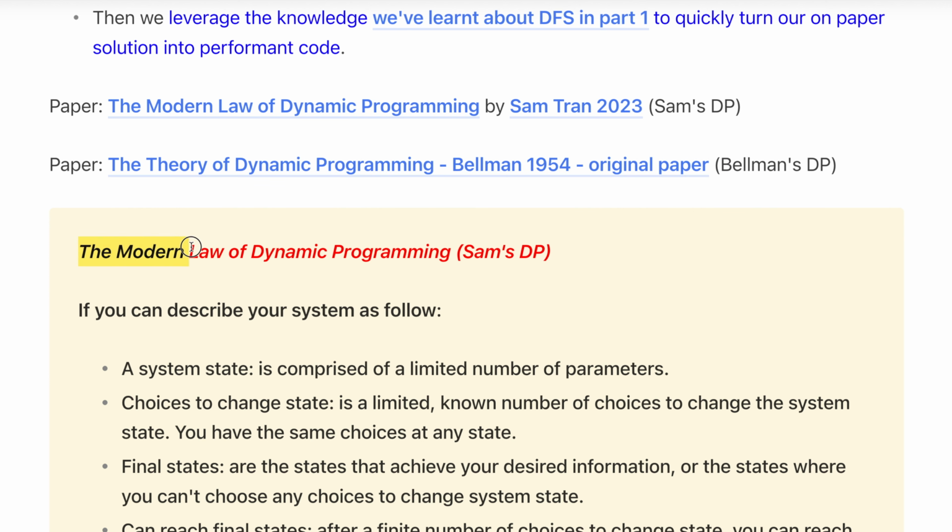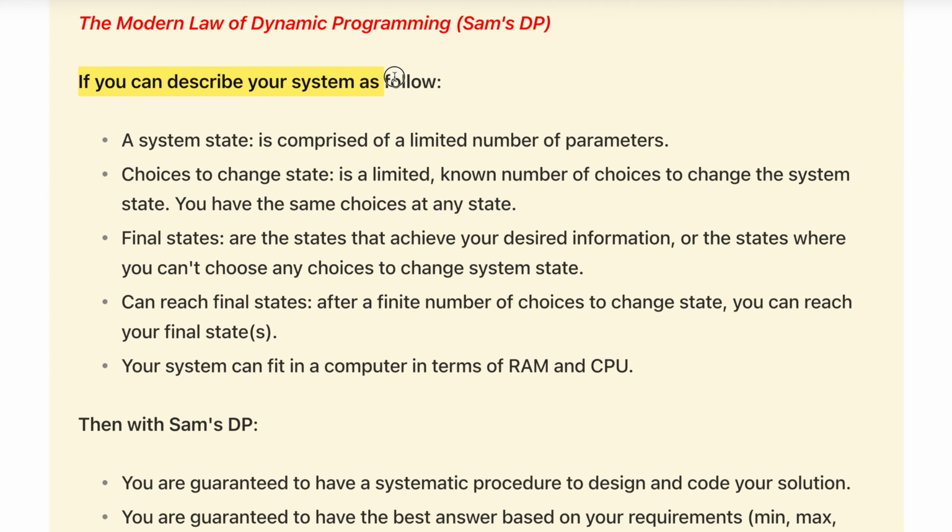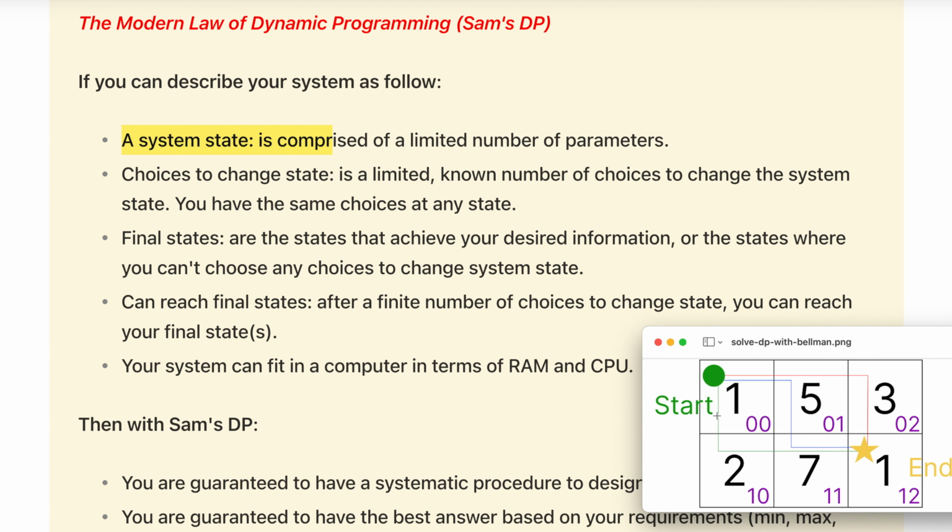Now let's officially talk about the modern law of dynamic programming. If you can describe your system as follows. A system state is comprised of a limited number of parameters that describe the status of your system. For this example, the system state parameter is the current position, which is where we are, and that is the cell number. So if we are here, the state parameter is 0, 0. If we are here, the state parameter is 0, 1.